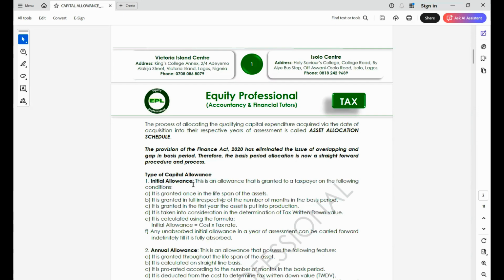What are the features, the conditions that must be present before you can grant this initial allowance? The first one is that it is granted once in the lifespan of an asset. As the name implies, initial, it is first. So anytime you buy a qualifying capital expenditure, you are going to claim initial allowance once. It is available once in the lifespan of the asset.